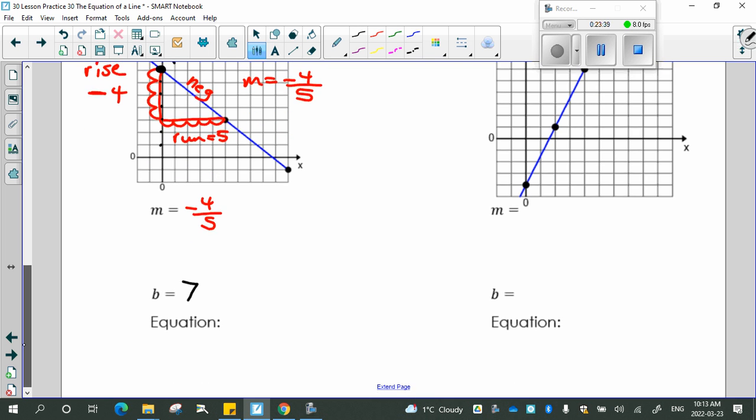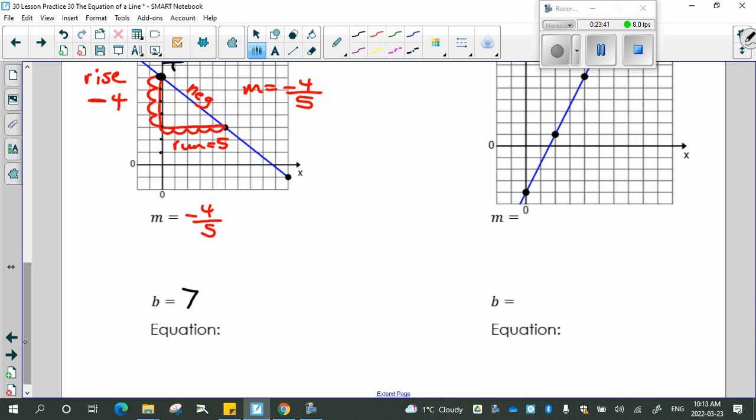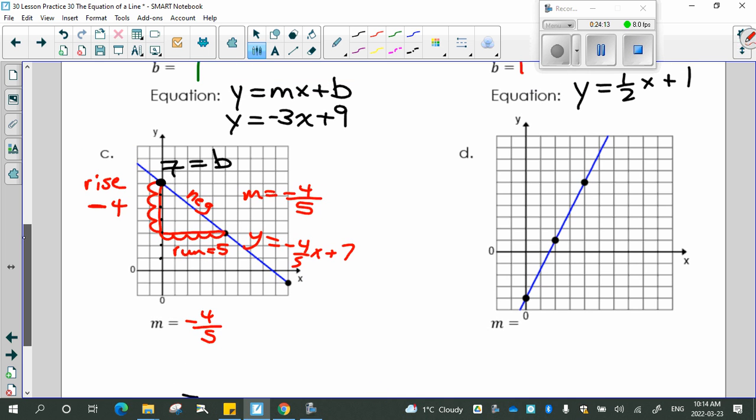So based on knowing that, who can tell me what the equation of the line would be? Paul? Y equals negative 4 over 5 x. Plus 7. Is it positive 7 or negative? Positive. So y equals negative 4/5 x plus 7 is the equation of that line. Okay? All right, try the last one on your own.